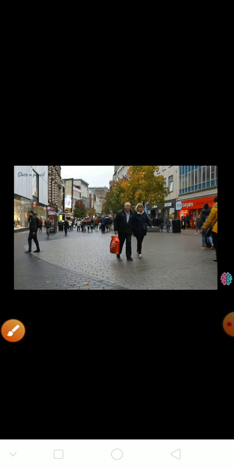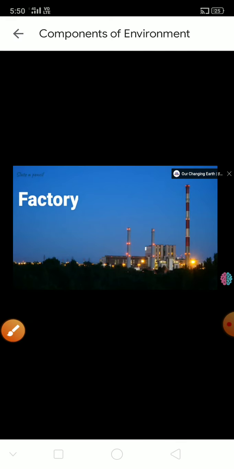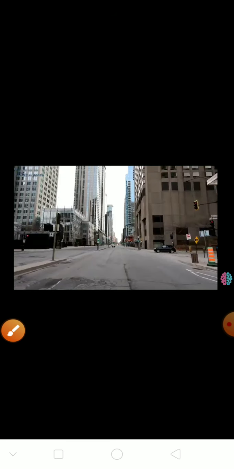Human beings modify the natural environment to satisfy their needs, for example factories, buildings, roads, etc. Human environment: early humans adapted themselves to their natural surroundings to lead a very simple life and fulfill their needs from natural surroundings. With the development of trade and commerce and the industrial revolution, people began to exploit nature at an alarming rate.